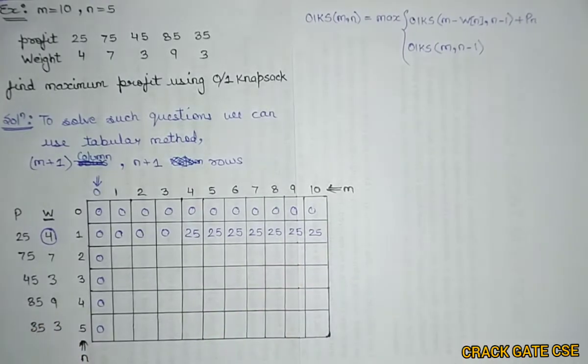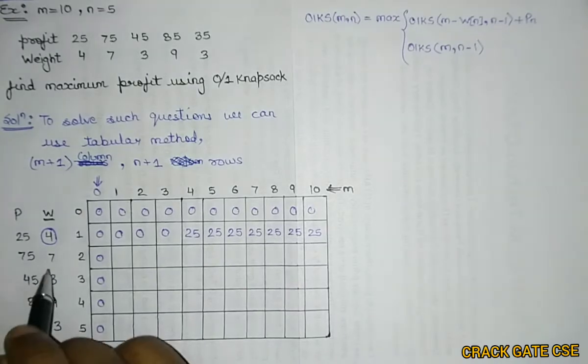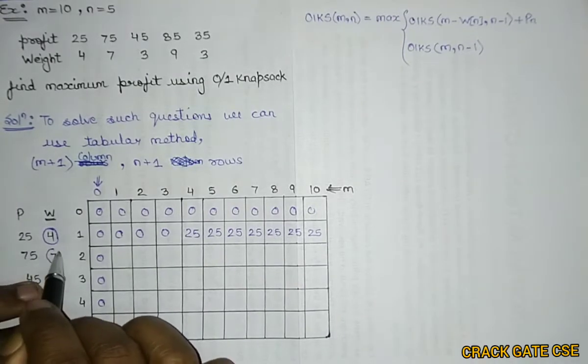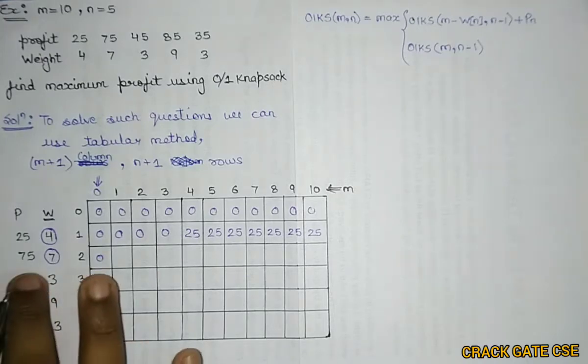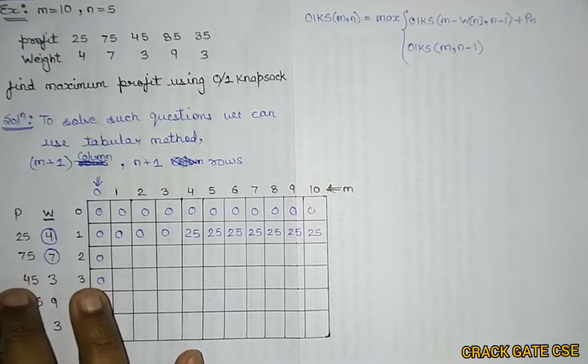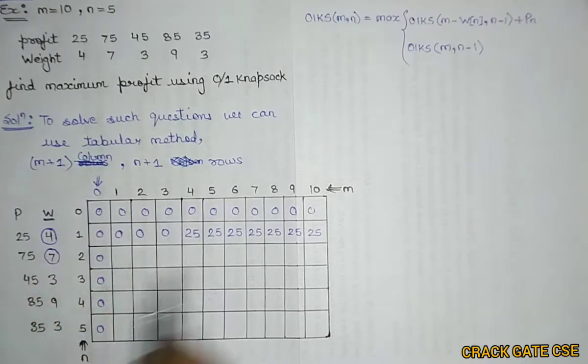So this is about the first object. If you see the second object, here the weight is 7. Weight 7 means we will take this particular object only if the minimum bag capacity is 7, that means m is equal to 7.